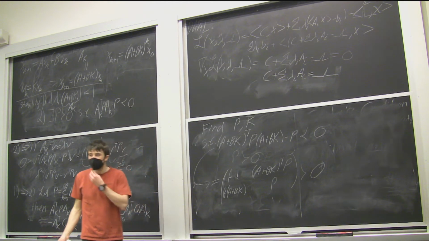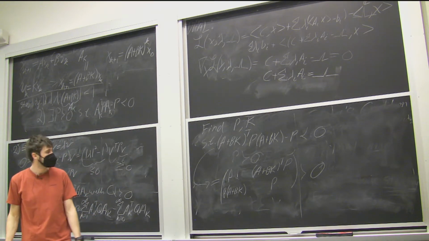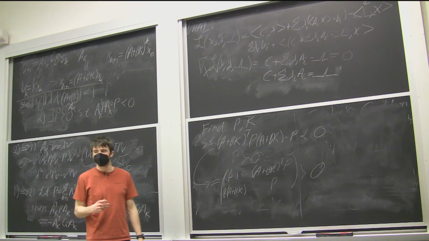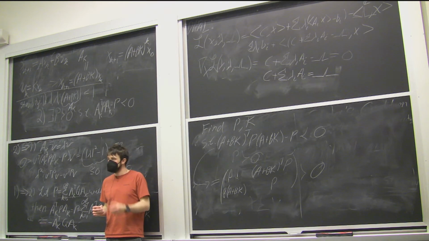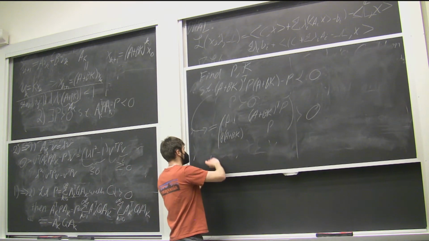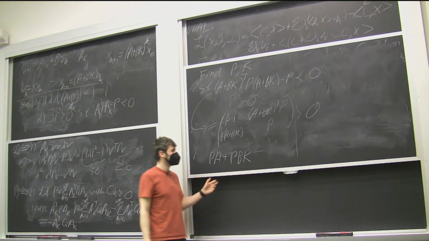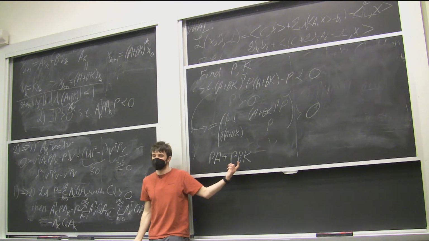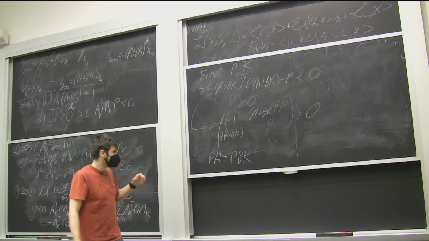Does anyone see an impending problem right now with my decision variables? So my decision variables are P and K. And in here, I'm going to create something like PA, okay, that's fine, plus PBK. What am I doing to my two decision variables? I'm multiplying them, yes. So this is bilinear, so it's not convex, which is kind of a bummer.